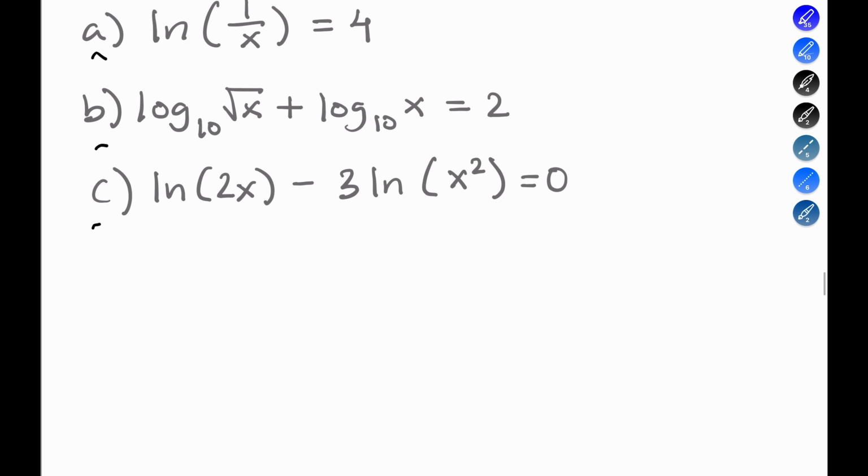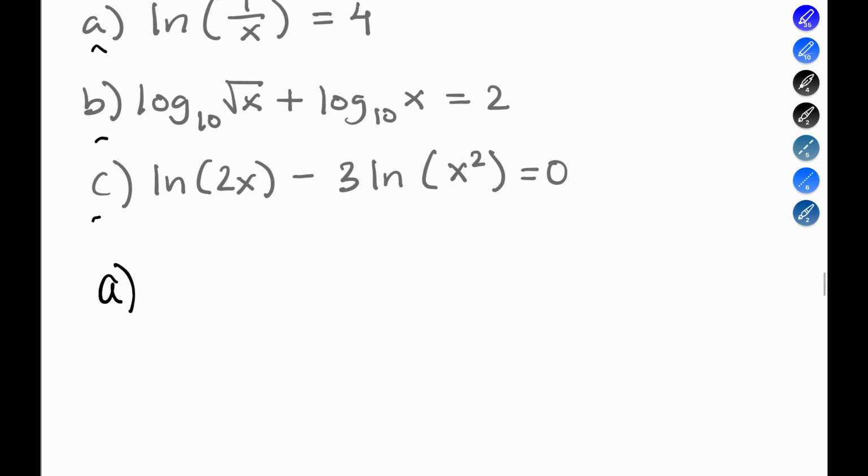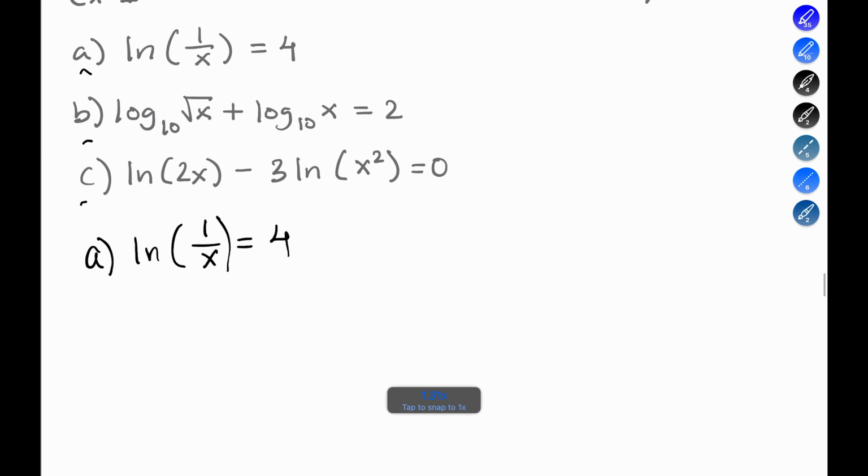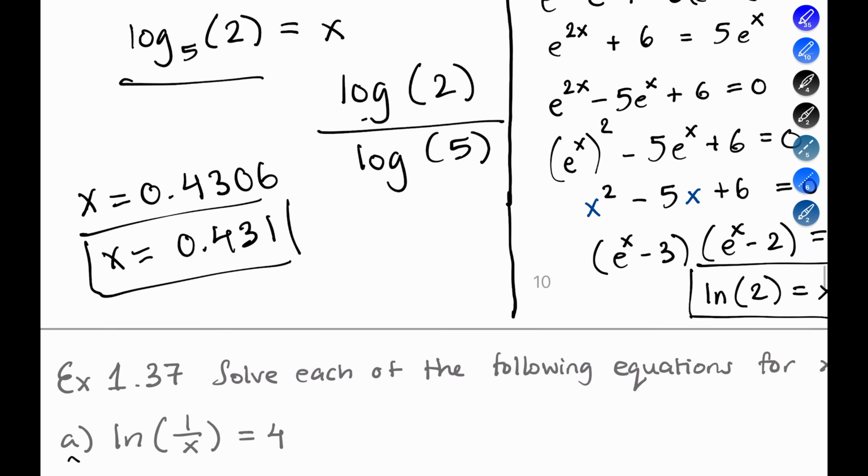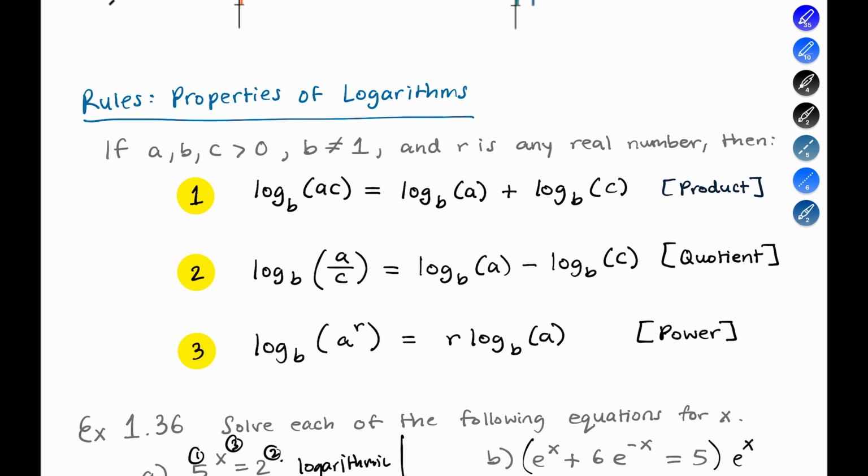I'm going to write a over here, and I'm just going to rewrite the question. So a says ln of 1 over x is equal to 4. And so what we could do is, using our second rule, the quotient rule of our logarithmic functions, since log base b of a divided by c is just log base b of a minus log base b of c, we can do the same thing with our problem over here.